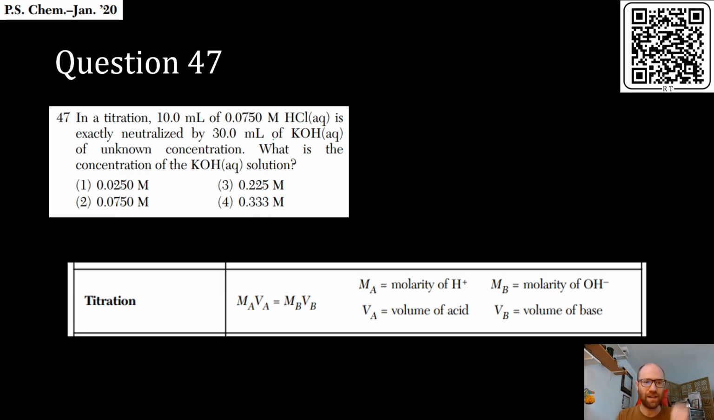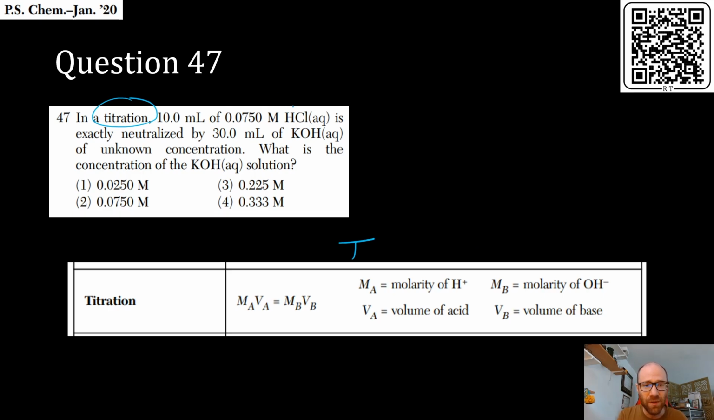A titration problem. As soon as you see the word titration and you get numbers, that should really clue your brain in to look at Table T. I've taken an excerpt here. This is the titration equation, and here's what all the letters mean. So really we just have to go through the problem and say, what does each thing represent?